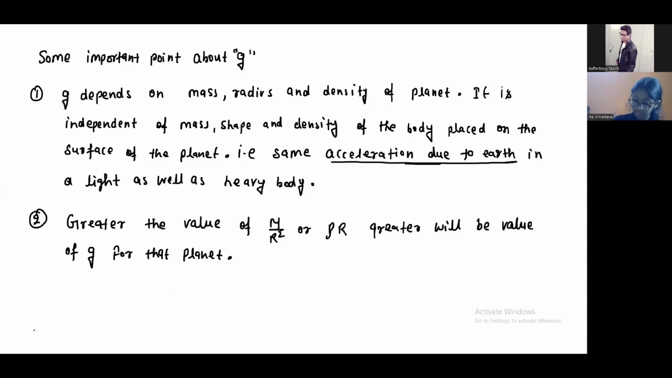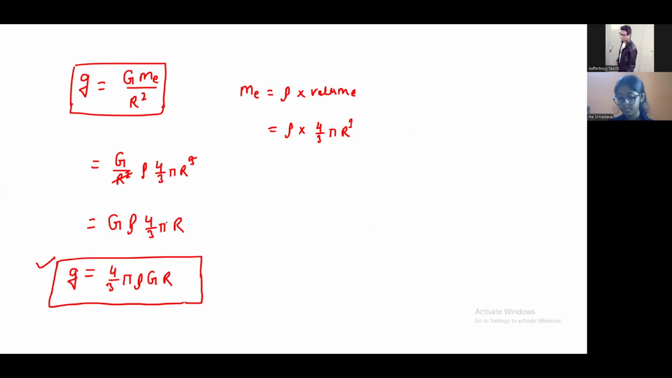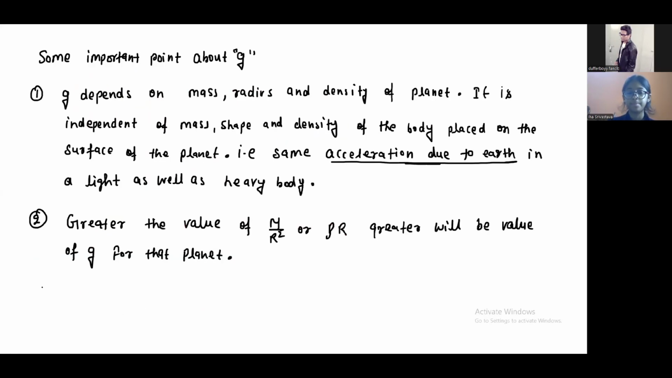Why am I taking that point? Because here we get the small g value as capital G M upon r square. So if the value of M by r square is greater, the g value is greater. Or we can say if rho and r are greater, then its value will be greater. That's why we are taking that point.